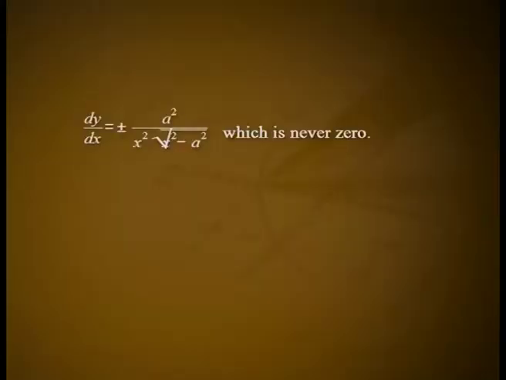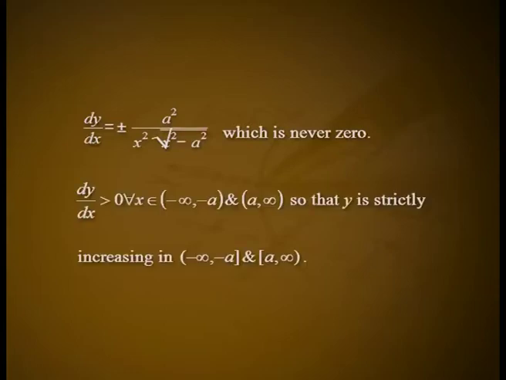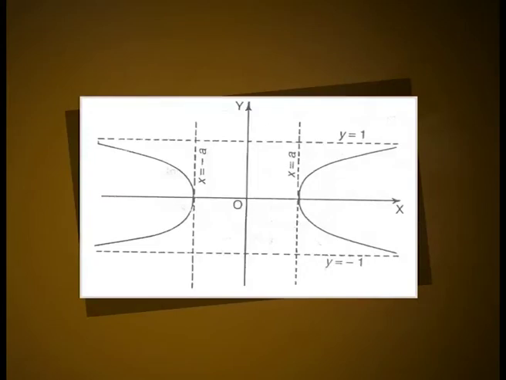Sixth one, dy/dx = ±a²/(x²√(x² - a²)), which is never 0. dy/dx is greater than 0 for all x belonging to the open intervals (-infinity, -a) and (a, infinity). So that y is strictly increasing in the left open interval (-infinity, -a) and the right open interval (a, infinity). The curve is traced in figure 3.